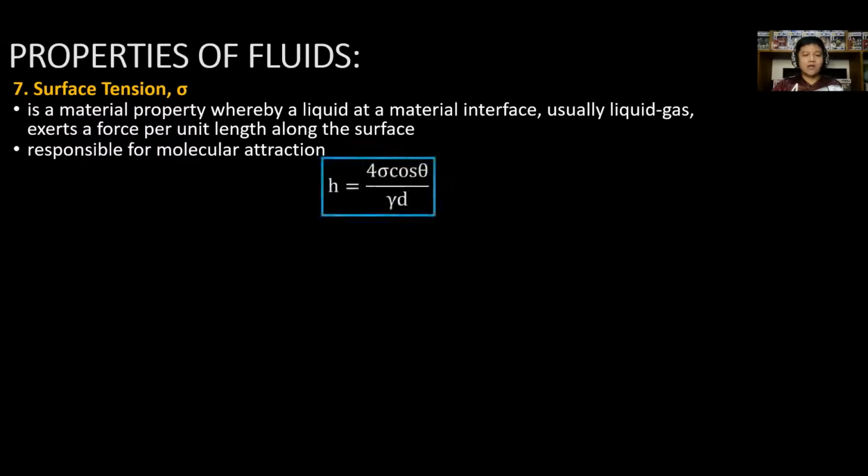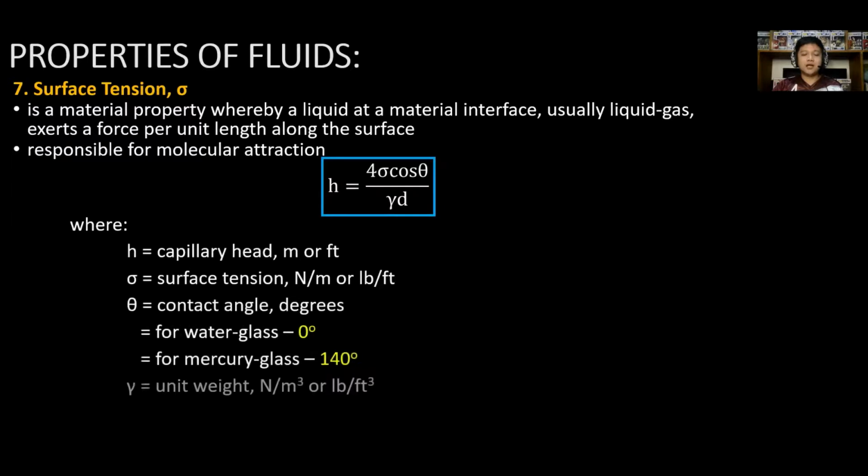In formula, H is equal to 4 times sigma times cosine theta over gamma times D, where H is the capillary head in meter or foot, sigma is the surface tension in newton per meter or pound per foot, and theta is the contact angle in degrees.